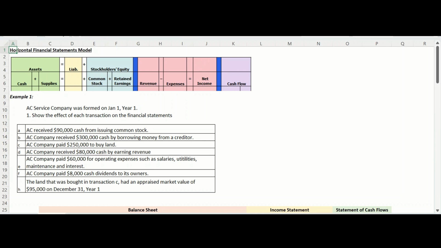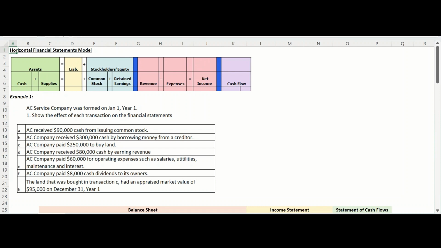Welcome back. This is the start of week 2. We're going over a few things in chapter 2 for this week. Up first, we have the horizontal financial statements model.